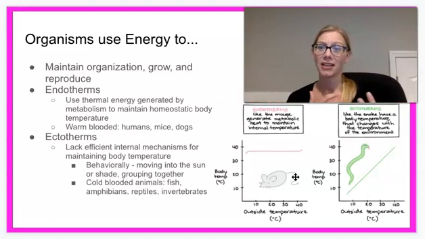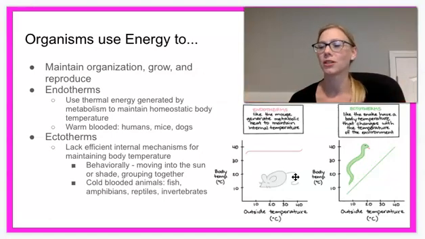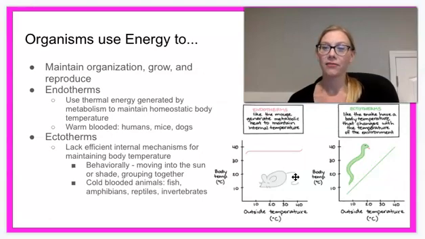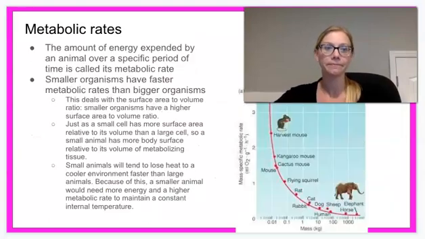In other words, they change temperature with their environment. They take on the temperature that is around them. Sometimes you'll hear these called cold-blooded animals. These tend to be things like fish, amphibians, reptiles, invertebrates. So how we use that energy in organisms can be a little different to maintain homeostasis in body temperature, and endotherms and ectotherms are able to do that differently.